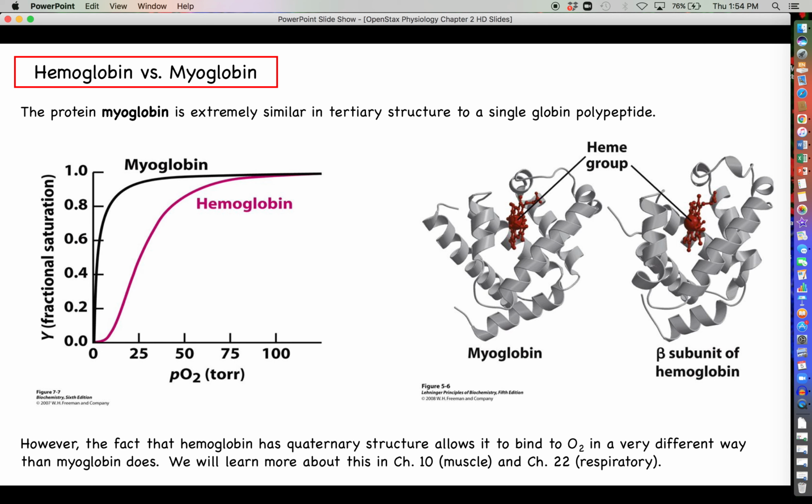Like I said, we'll talk about that a lot more in later chapters, but it's just something I want you to think about. What is it about the difference between myoglobin and hemoglobin that causes them to behave so differently in terms of a functional aspect, in terms of how they bind to oxygen? So think about what we've said about the difference between myoglobin and a whole complex of hemoglobin.